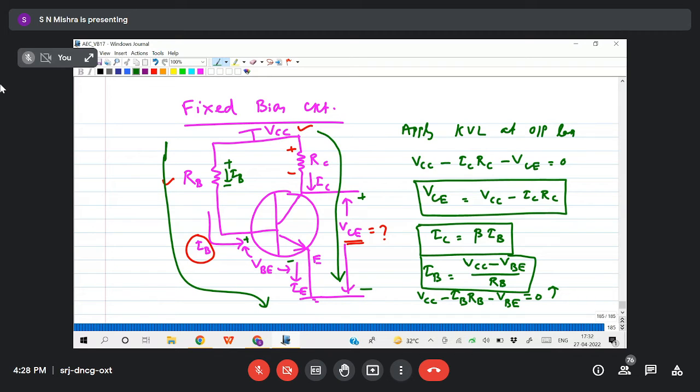So I have done it from output to input, but actually, because nothing is given, first you have to find out IB, then you have to find IC, then you have to find VCE. Understood? Once you find IB, then only you can find IC, then you can find VCE. Is it clear?